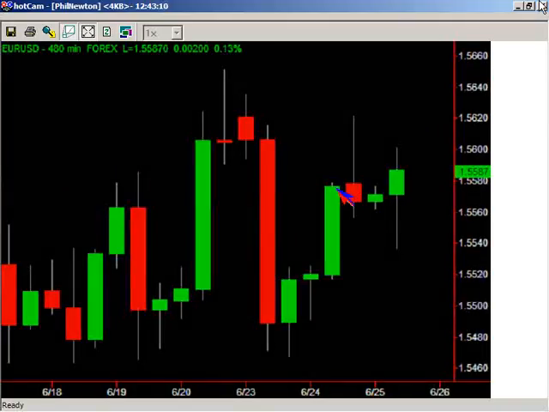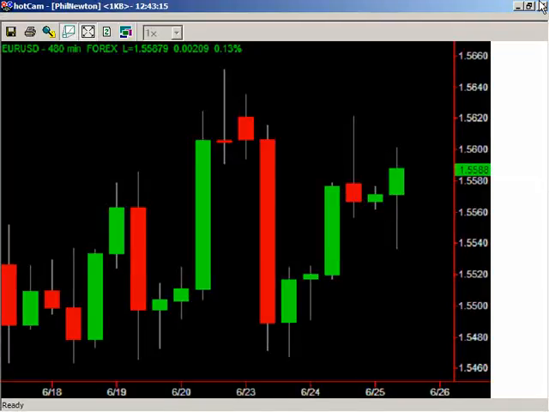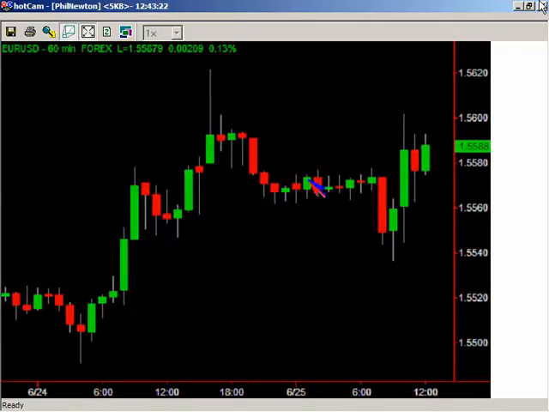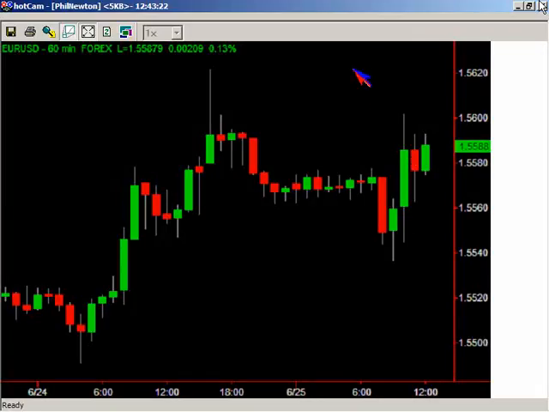Euro dollar, inside bar, prior bar was down. Let's just check this one out. This one would have given you a loss. Let's check the 60-minute chart for the detail. So it would have got you in the trade and stopped you out. So there's one that would have lost you some money. Remember which way it went first.